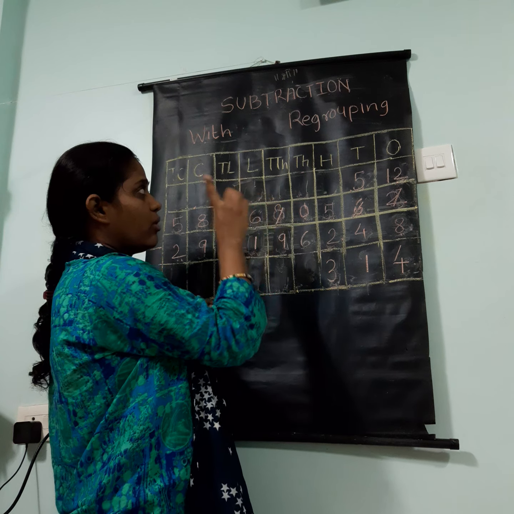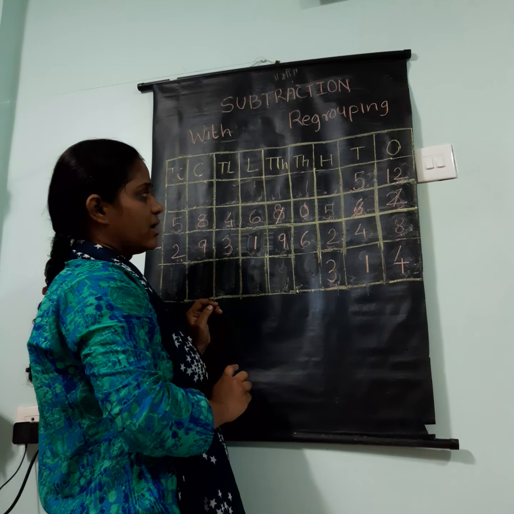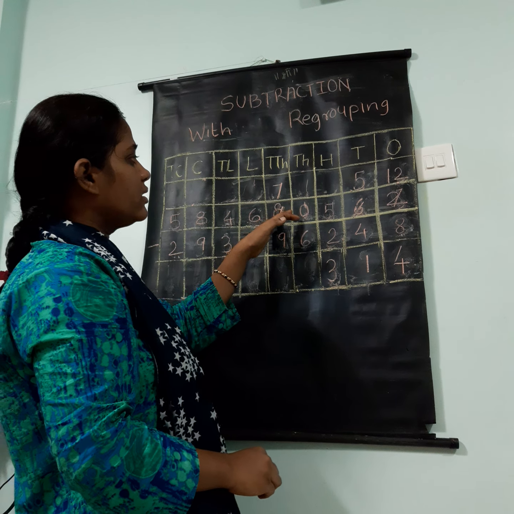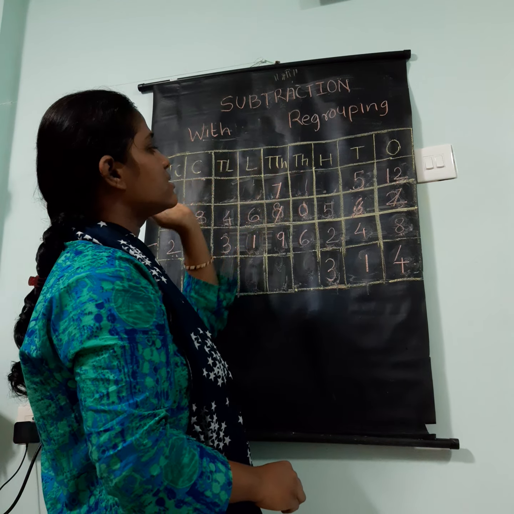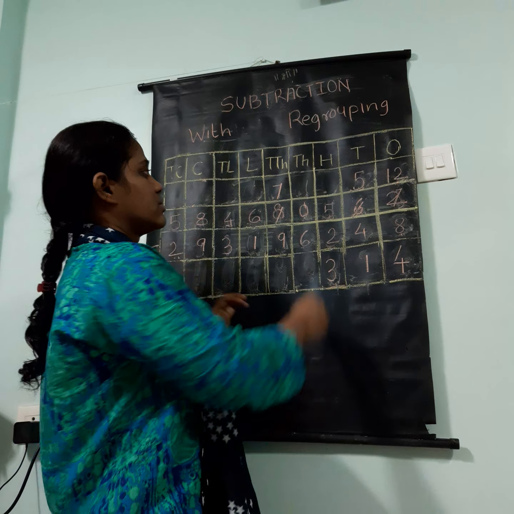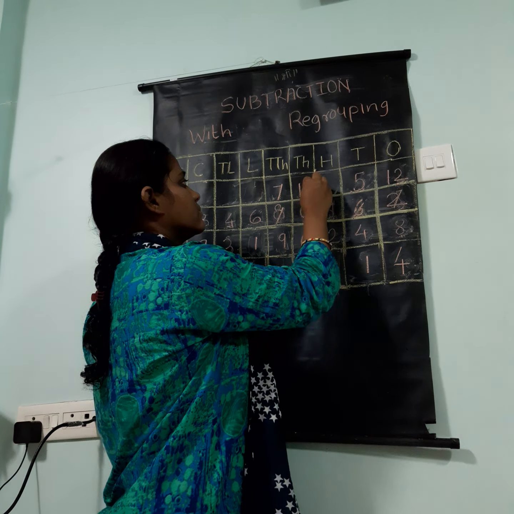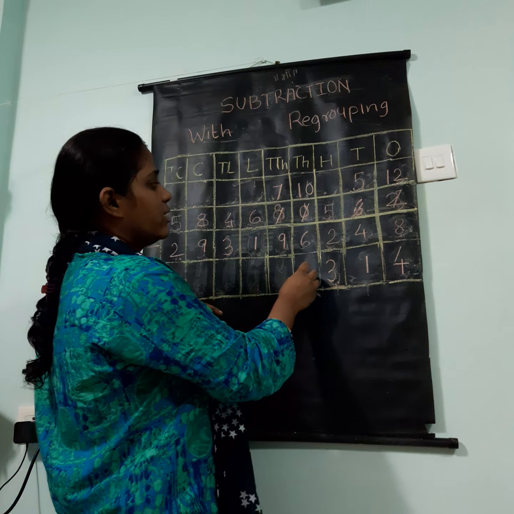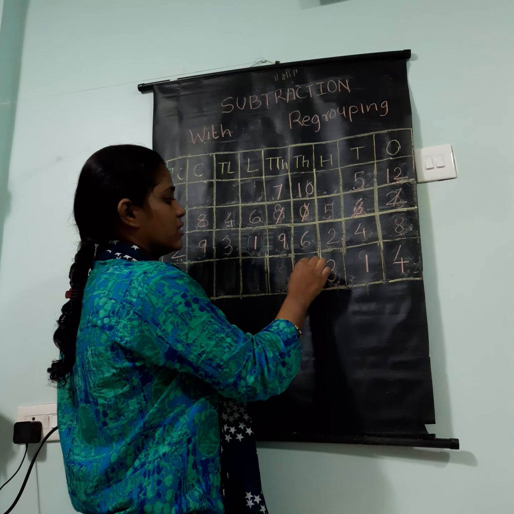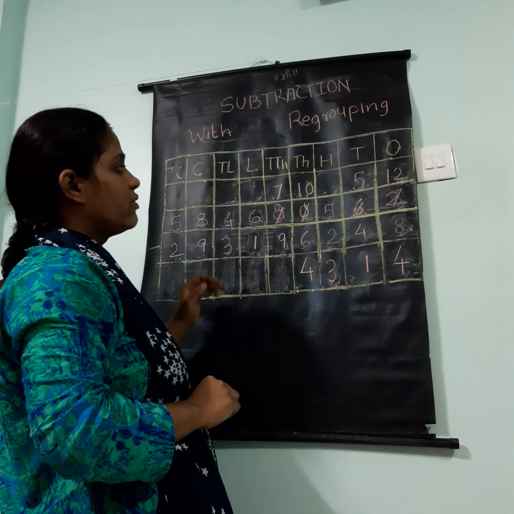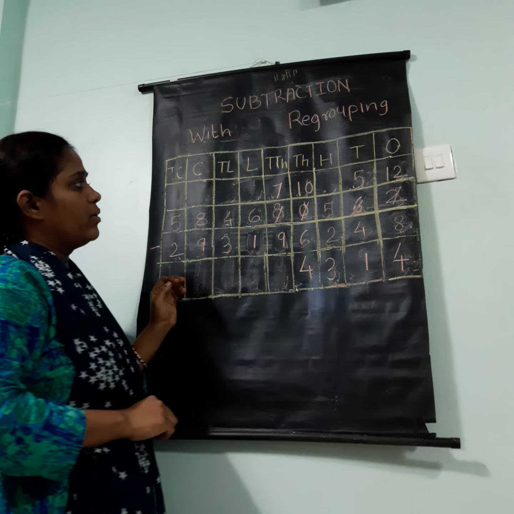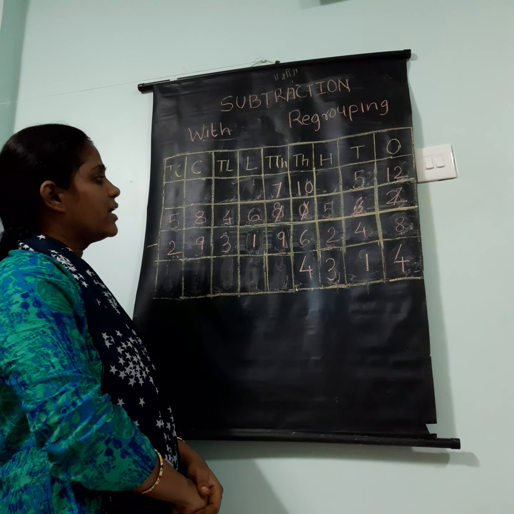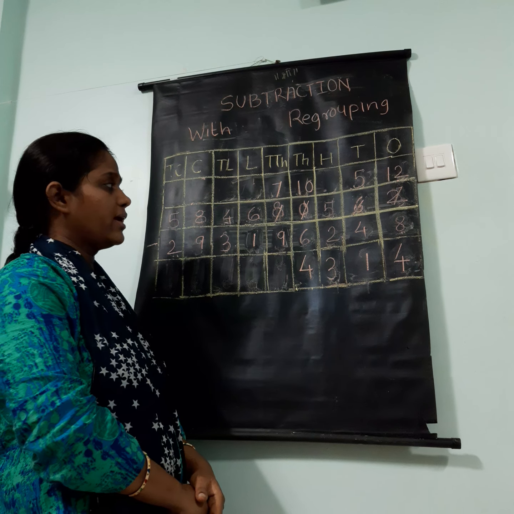You will borrow 1 ten-thousand from this 8 ten-thousands. So you will be left with 7 ten-thousands. And when this 1 ten-thousand comes to the thousands place, it will become 10 thousands. Now 10 thousands minus 6. What is the answer? 4. Got it? 4,000. Now again over here, if you see, you have now 7 ten-thousands and 9 ten-thousands.